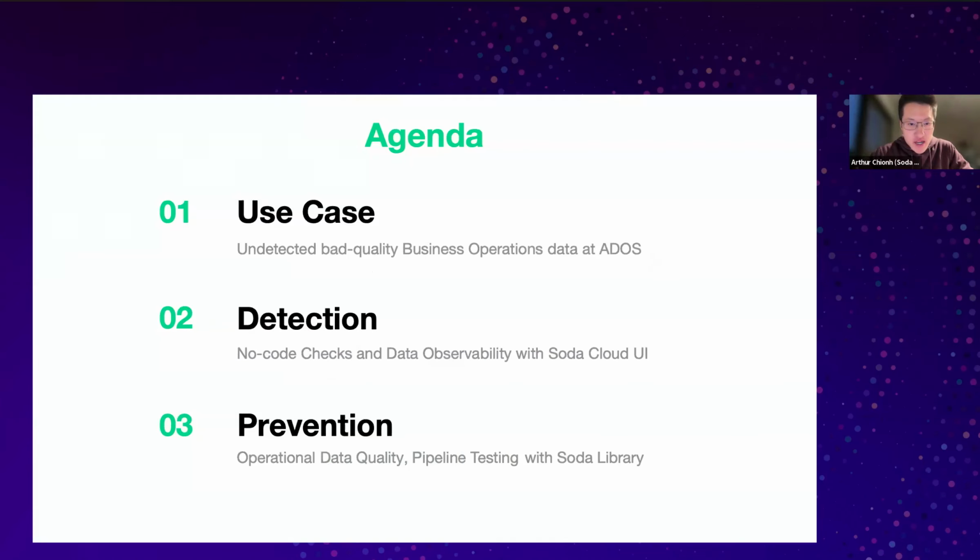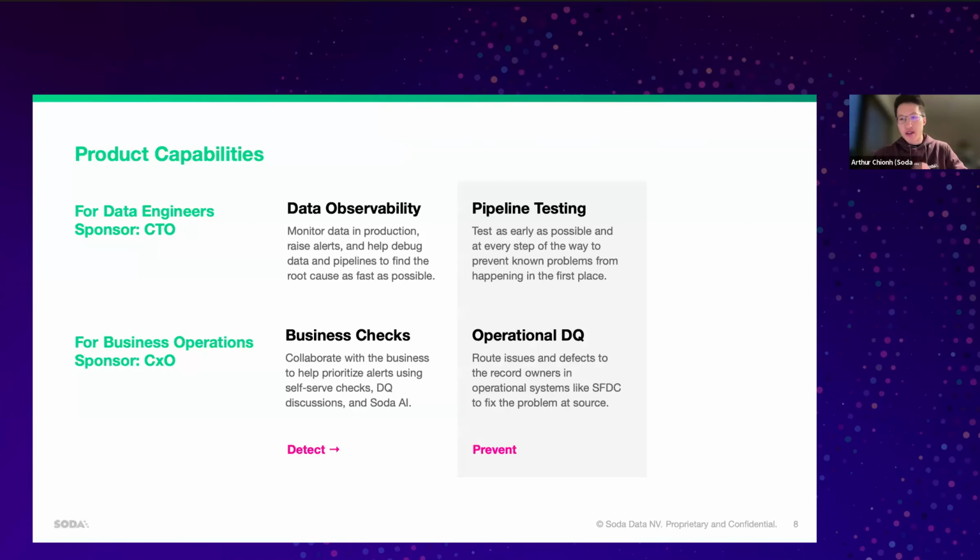Let's adjust the slides quickly. There we go. So as Tash mentioned, Soda is all about helping you ensure data quality in your organization. And how Soda achieves this is with its 4 core product capabilities. So in terms of data observability, Soda helps data engineers monitor data in production, stay aware of any data quality issues via alerts so that they can debug data and fix pipelines as soon as possible.